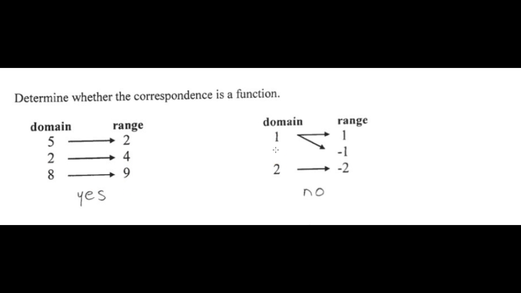What about this one? This one, you have 1 in the domain that corresponds to a 1 sometimes. Sometimes it corresponds to a -1. You have one element of the domain corresponding to 2 different elements in the range. You cannot have that with a function. If you put in a 1, you always want to get the same thing out. I don't care if it's 1 or -1, but you only want one single correspondence. 2, you put the 2 in, you get a -2 out, that's fine. This represents the problem. So no, it is not a function.